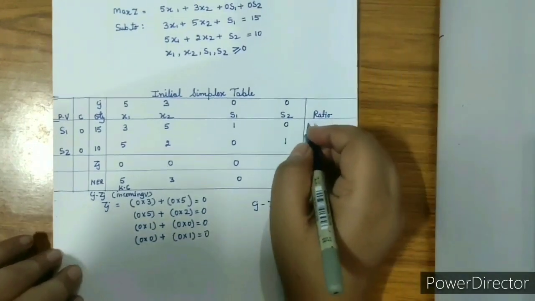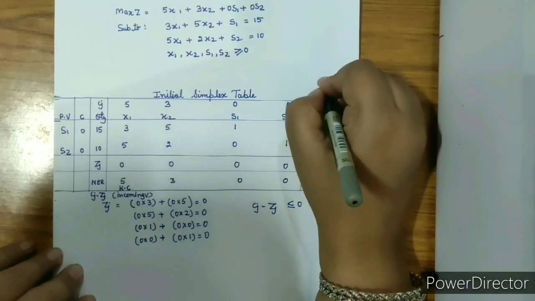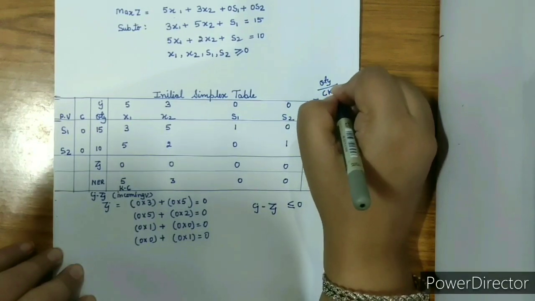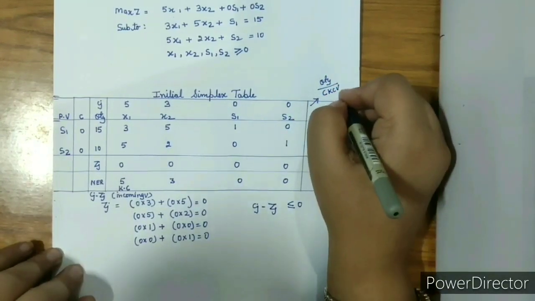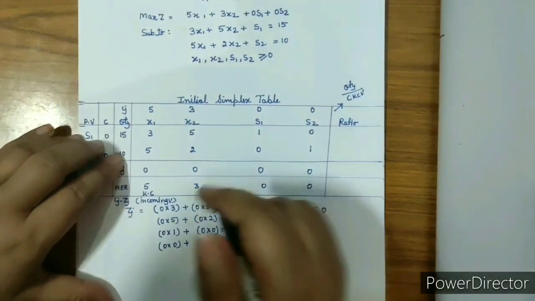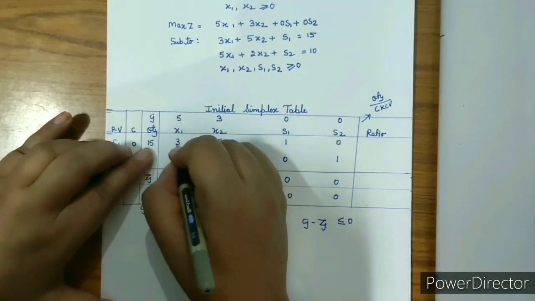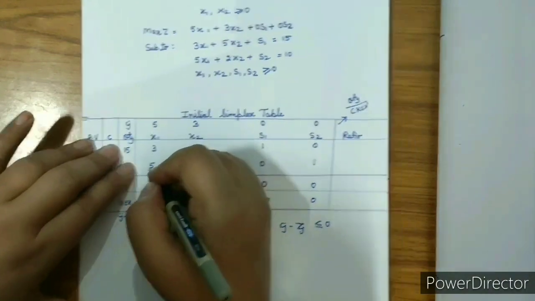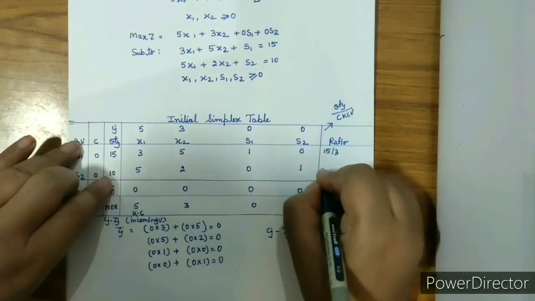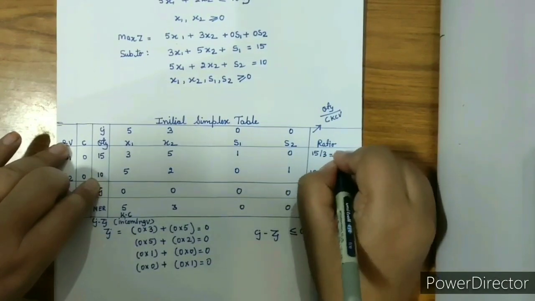Now we compute ratio. The formula of ratio will be quantity divided by corresponding key column variable. We have the quantity 15 and 10. The corresponding key column variable: 3 in front of 15, 5 in front of 10. So the formula will be 15 by 3 and 10 by 5. The value will be 5 and 2.